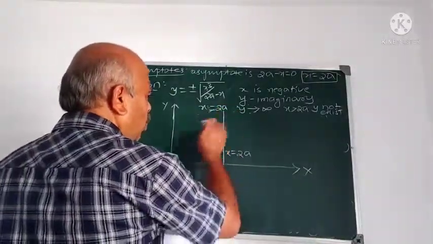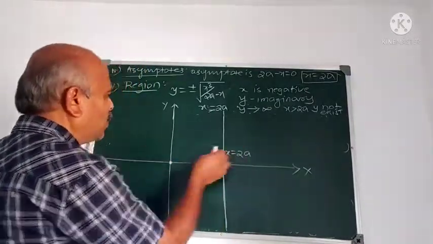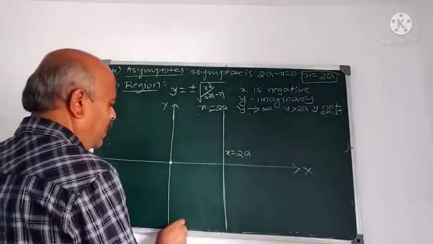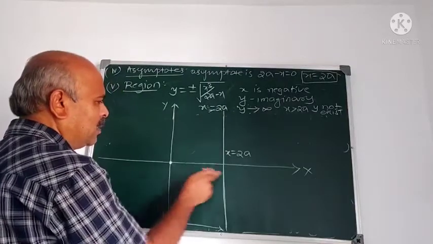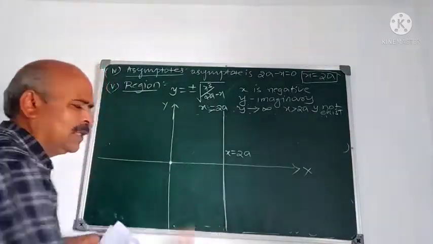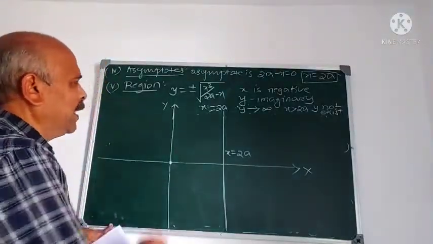Curve doesn't cross this line, and the curve lies to the right of the y axis. Say, the curve lies only in this region, x is 0 to x is 2a. Only in this region the curve lies. That is the important thing. Reason: next, origin is a cusp.